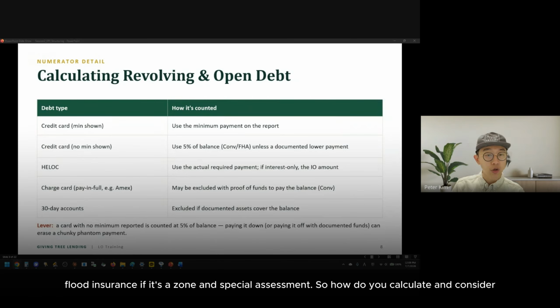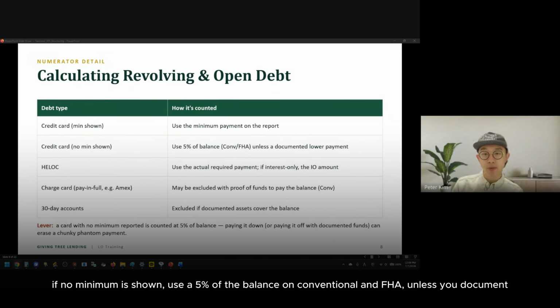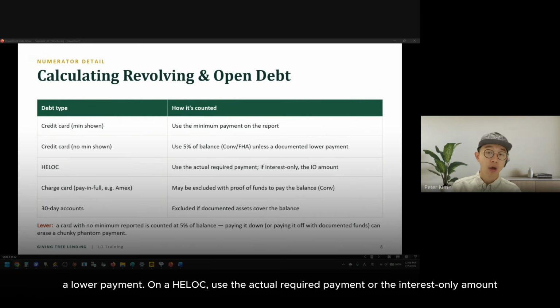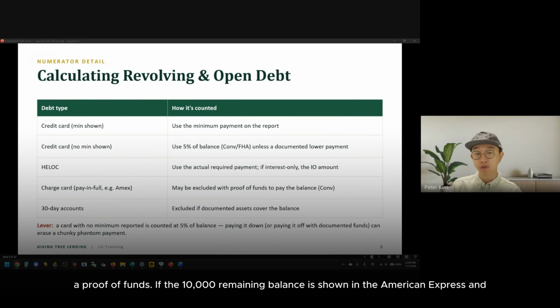So how do you calculate and consider revolving debts? It depends on what the report says. If the minimum is shown, use it. But if no minimum is shown, use 5% of the balance on conventional and FHA, unless you document a lower payment. On a HELOC, use the actual required payment, or the interest-only amount if it's IO. A pay-in-full charge card, like American Express, may be excluded with proof of funds.